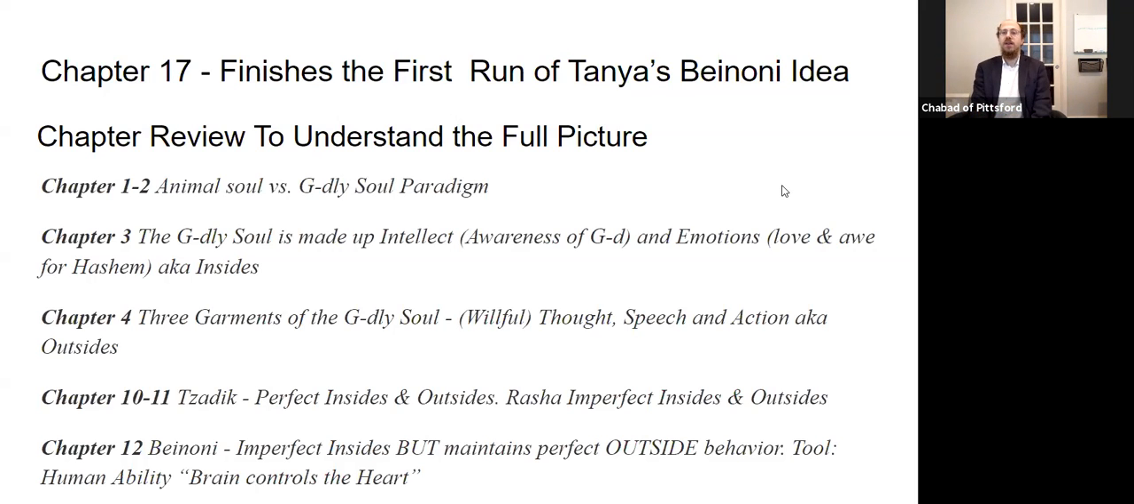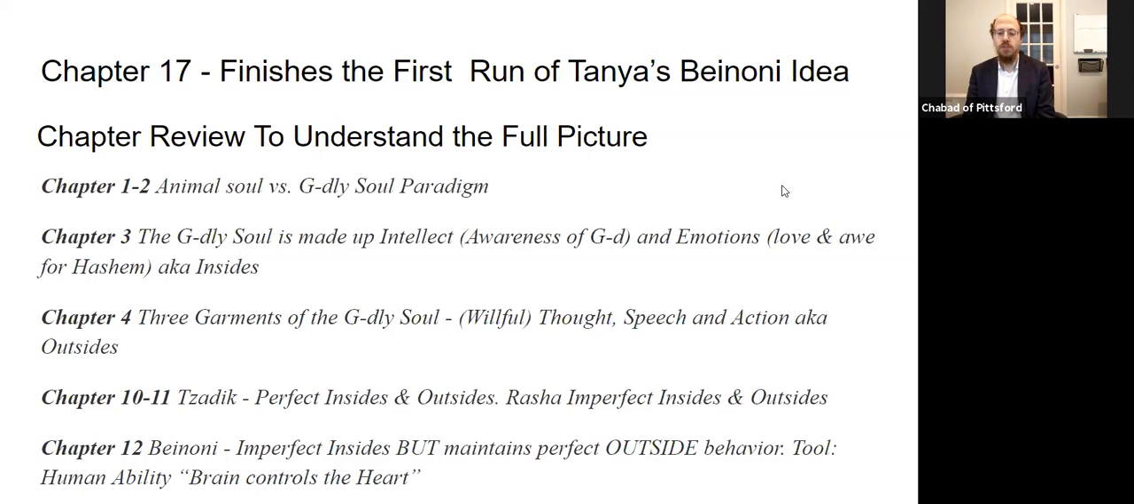But the Beinoni is a very motivated individual who has perfect outside behavior. And that tool, the tool of the Beinoni, how does he do it? How does he achieve it, where he has a godly soul and an animal soul fighting? The godly soul wants to be selfless, kind, do mitzvahs. The animal soul wants to do selfish or self-serving things, or just tame or not, but it just wants to do that. And it's fighting. How does the Beinoni manage to just not ever listen to the animal soul?